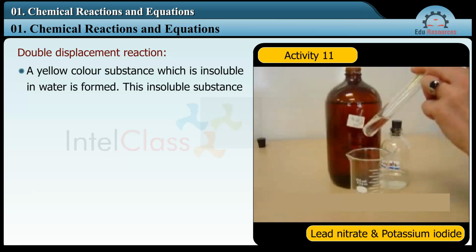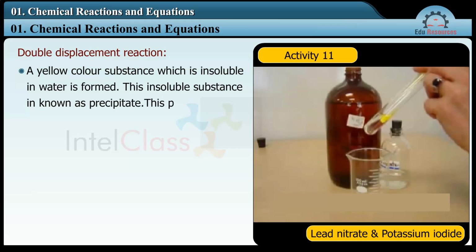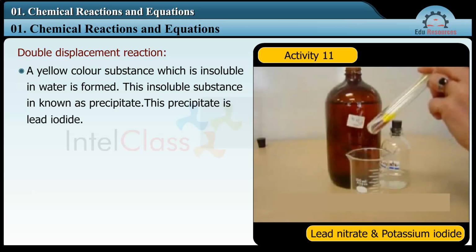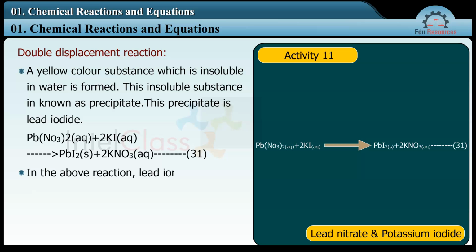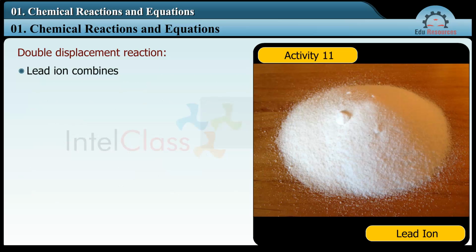This insoluble substance is known as a precipitate, and this precipitate is lead iodide. Pb(NO3)2 plus 2KI gives rise to PbI2 plus 2KNO3. In the above reaction, lead ion and potassium ion exchange their places with each other. Lead ion combines with iodide ion and forms PbI2 as a precipitate, and KNO3.